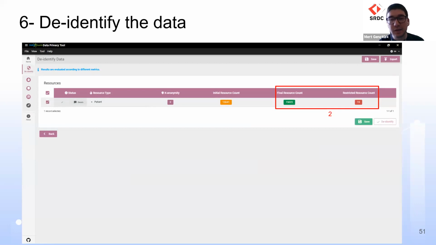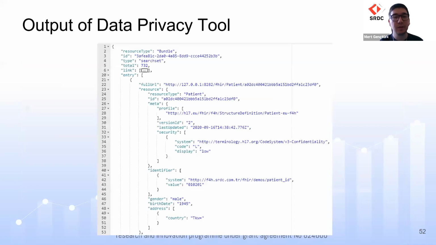And in here, you see that the de-identification operation is successful and the final resource counts are written in there. On the right-hand side, you see a field named restricted resource count. This means that in order to satisfy the K anonymity, the tool can restrict some of the resources. And in this example, 19 of them are restricted. Next, please. So this is the output of the data privacy tool.